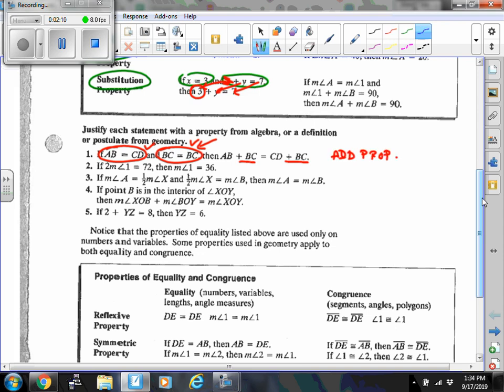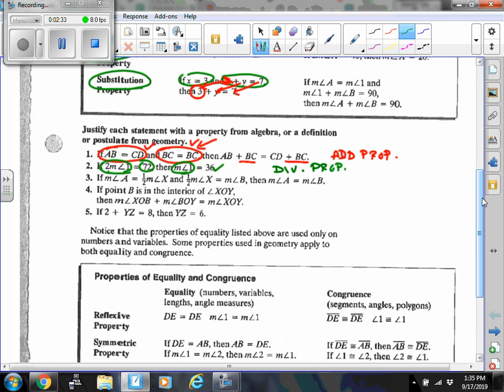Second one, they're saying 2 times the measure of angle 1 is 72. So if I want the measure of angle 1, I've got to divide by 2. See how I divided by 2? Well, it's just the division property. So basically we're using these algebra properties inside of the context of the geometry.